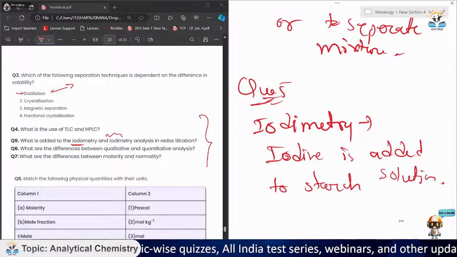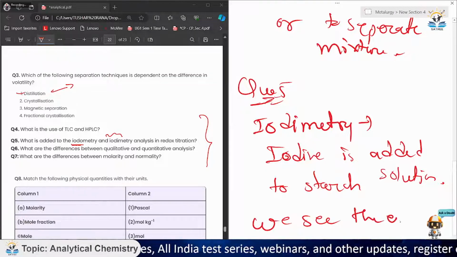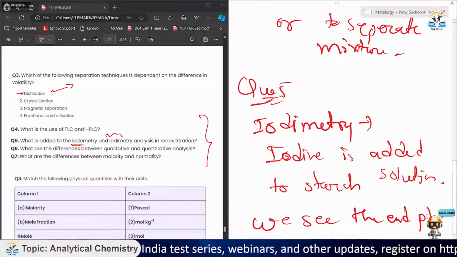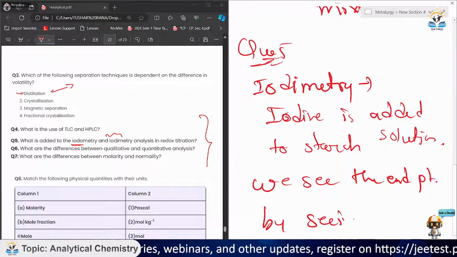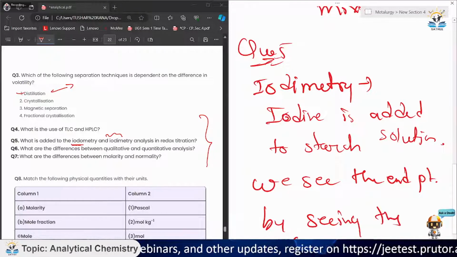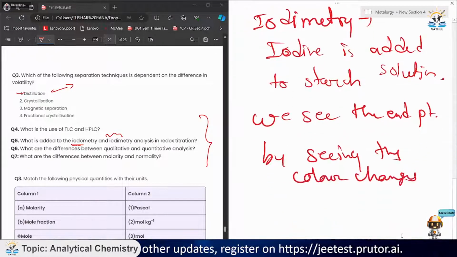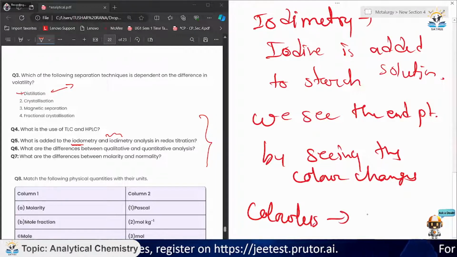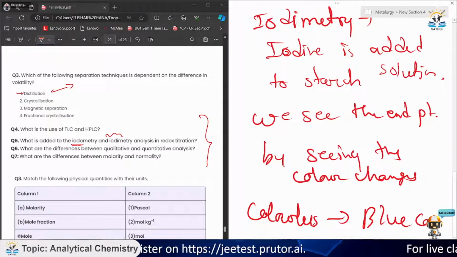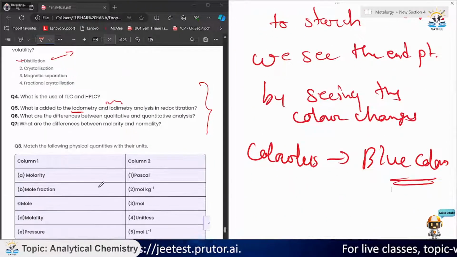Okay, and we see the end point by seeing the color change. Okay, how it changes from colorless to a blue color, like this. Okay, now question number 6, what is it asking?